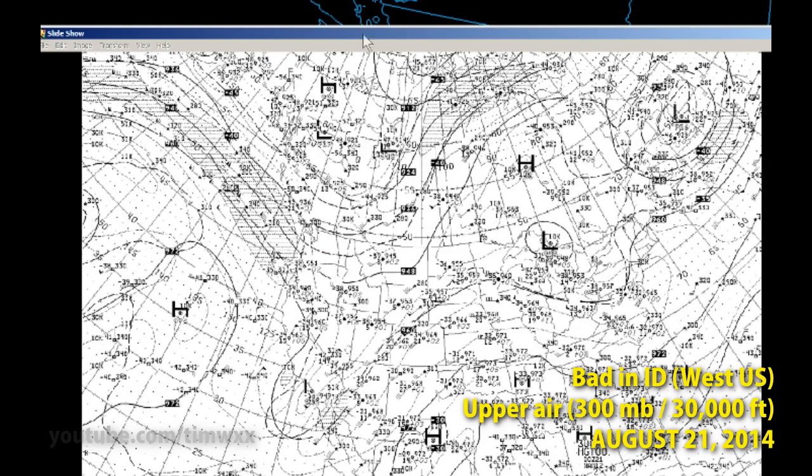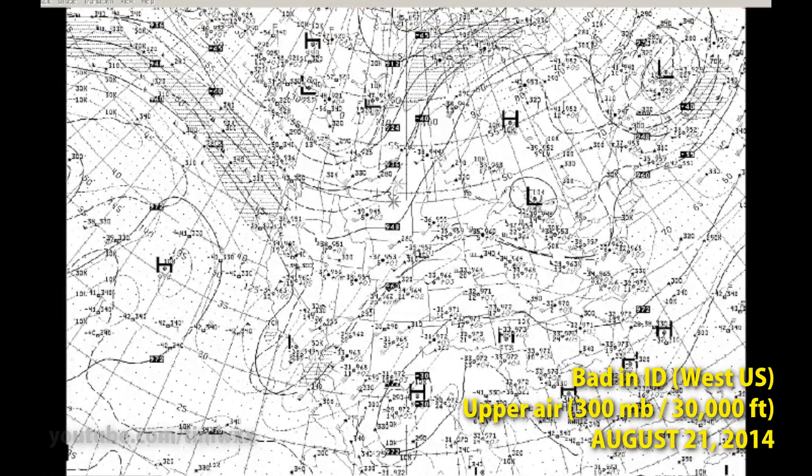Another bad year for Idaho, 2014. And not so much southerly winds, but also a trough in the area right there. So apparently those troughs and southerly flow means bad news. 2015 was kind of an average year. You can see kind of light westerly flow.